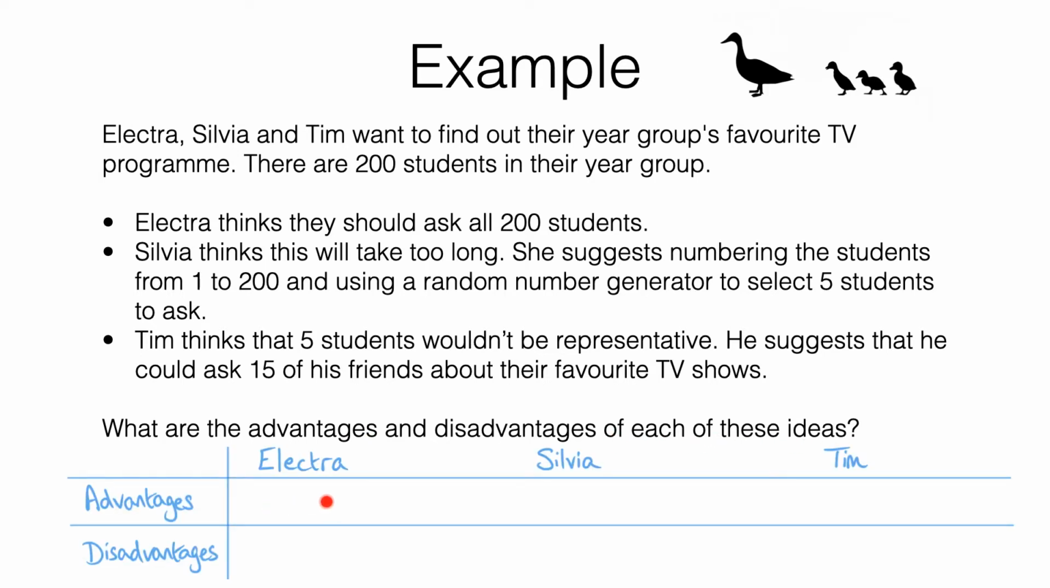Before we fill in this table, let's get some key vocabulary out of the way. The 200 students in the year group represent the population in this case. We can see that Electra wants to ask the whole population. She wants to ask all 200 students. And the advantage of doing this is that she's going to get the right result. She wants to find out the year group's favourite TV programme, and by asking everyone, she's going to get everyone's views. So I'll write that as she will get an accurate conclusion.